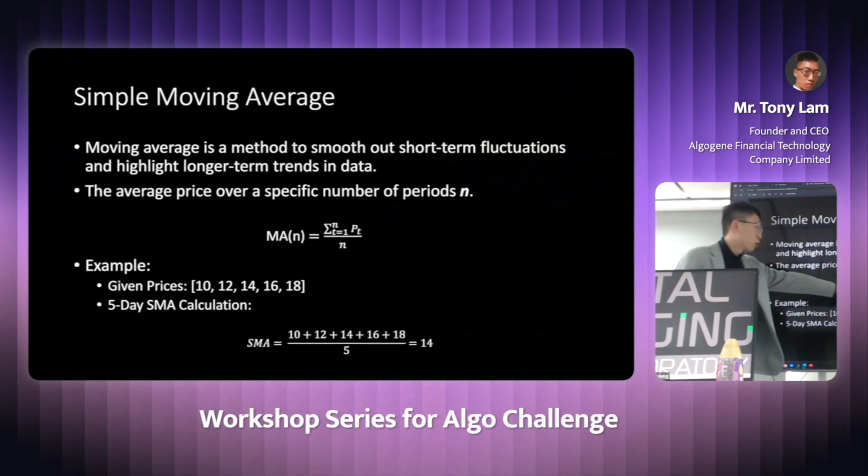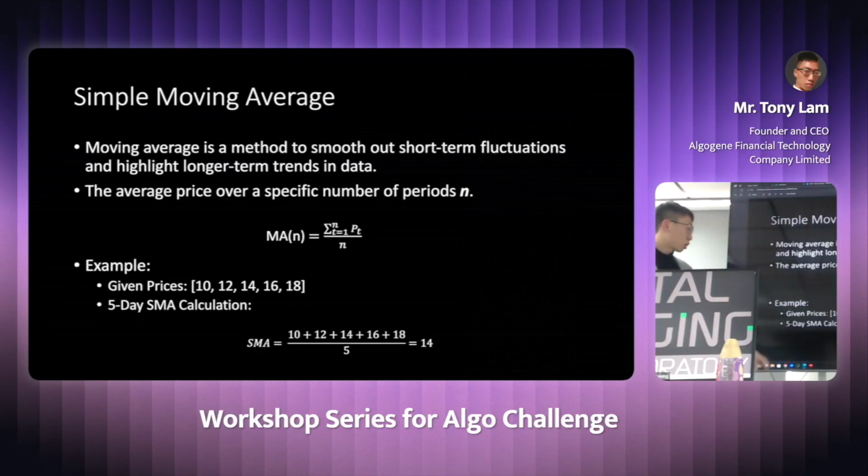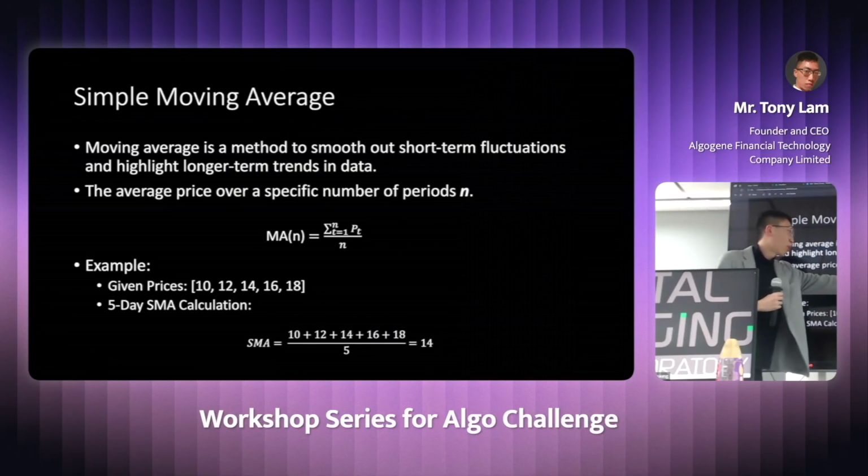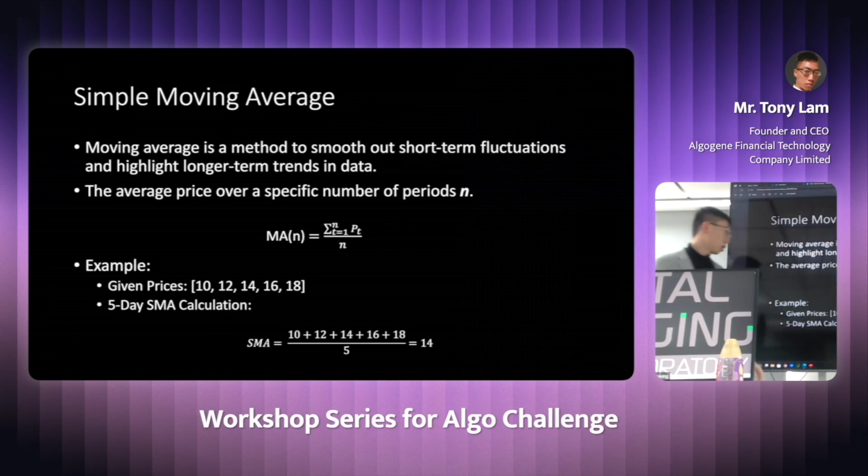So here is the formula. We need to define the period M. The most common choices in the market are like 7 day, 14 day, 30 day, etc. So we calculate the average price for the previous M values. This kind of idea is basically to smooth out the short-term fluctuation.